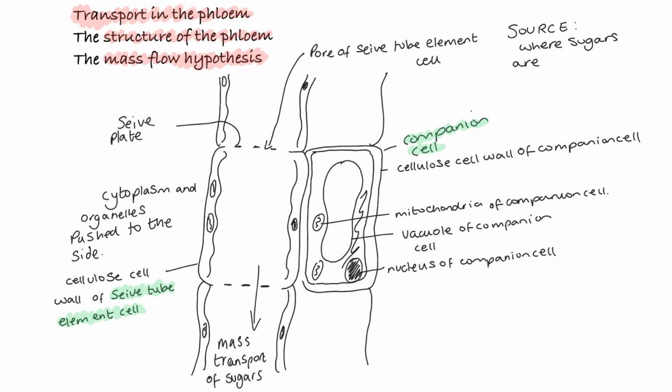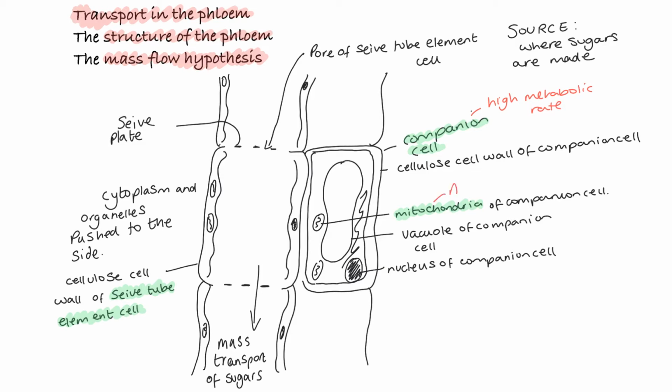The companion cells are also really important, as this is a highly active process. So these companion cells have a high metabolism. So we can see we've got lots of mitochondria inside our companion cells to provide ATP for this active loading of sugars into the sieve tube elements.